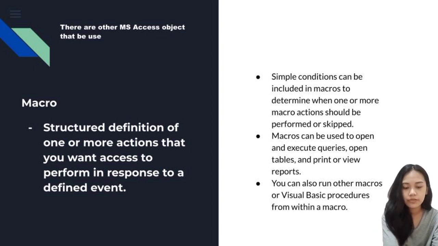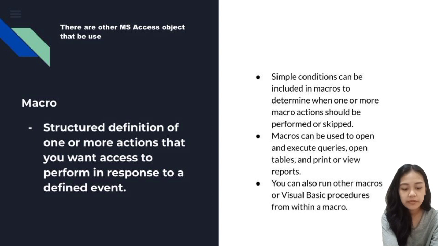There is macro. A macro is a structured definition of one or more actions that you want Access to perform in response to a defined event. Simple conditions can be included in macros to determine when one or more macro actions should be performed or skipped. It can also be used to open and execute queries, open tables, and print or view reports.